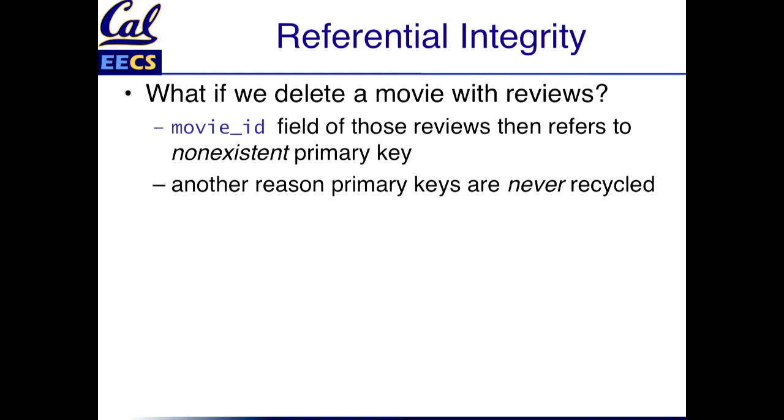And by the way, this is another reason that primary keys are never recycled. Most databases assign only unique primary keys in each table. You can imagine the chaos if a particular movie ID used to point to some movie, and then that primary key got recycled, and now the same number points to a totally different movie. That'd be terrible.